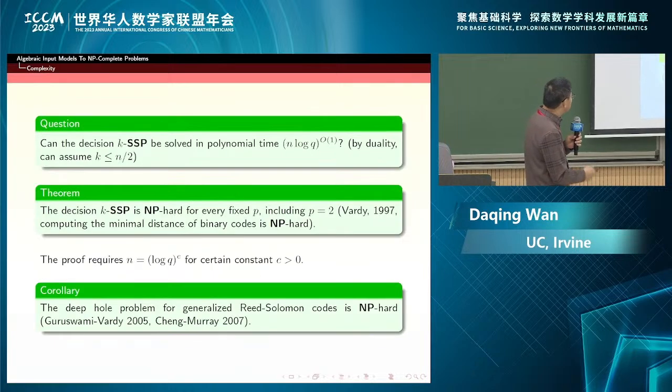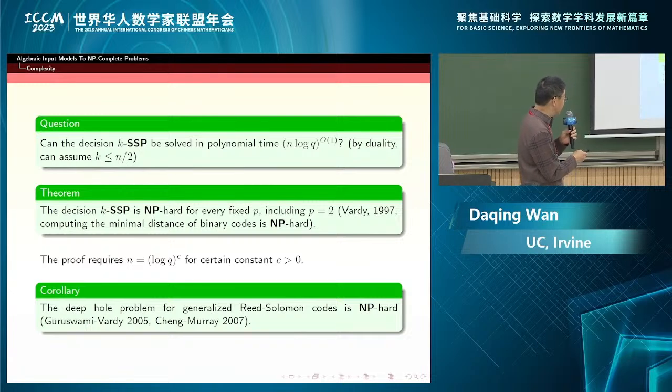So the question is, can the decision subset sum problem KSSP be solved in polynomial time in n log q? Of course, by duality, we can assume k is bounded by half, by symmetry. Given a subset of k elements, you can take its complement, and so one of them will have at most n over 2 elements. It turns out this refined version is actually NP hard for every fixed p, including p is 2. So even in the case of p is 2, this is still NP hard.